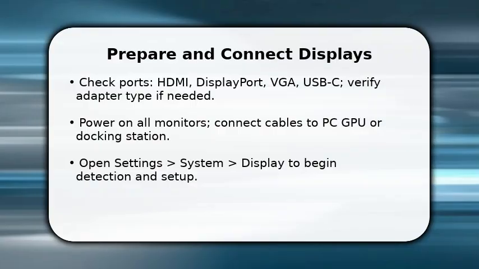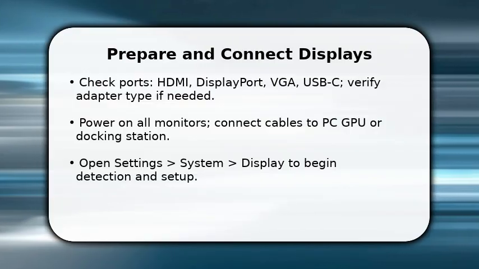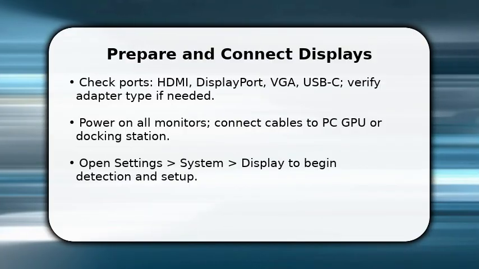You start by preparing the hardware. Inspect ports and plug each monitor into power and your PC or dock. Once done, connect one display at a time using the correct cable or adapter so Windows can detect it reliably. Make sure monitors are powered and set to the right input.